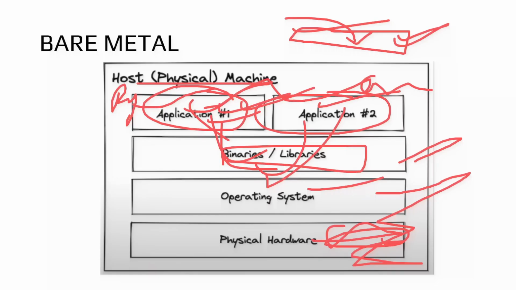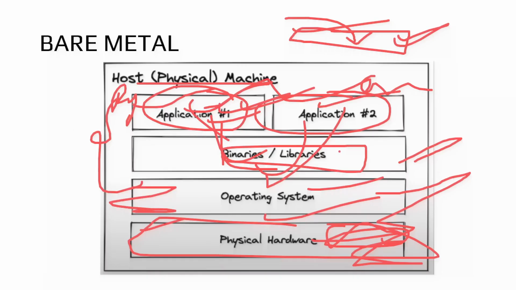Think of it this way: since the number of layers is very low, after the physical hardware you have the OS, and then the next layer is your application. If you install a very lightweight and well optimized OS, then the number of layers between your physical hardware and the application is very few. So that means you will have lower latency.